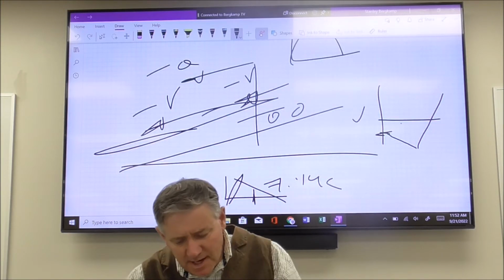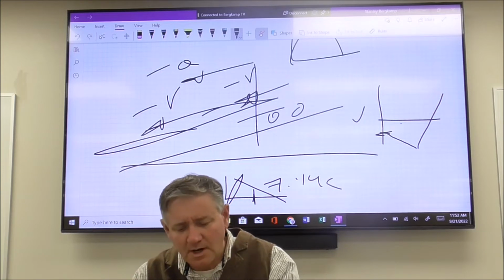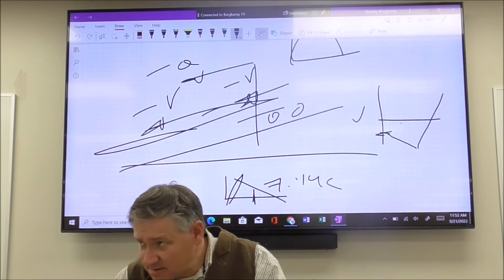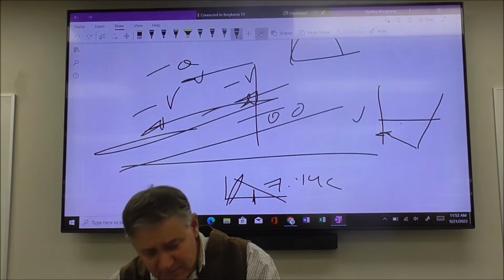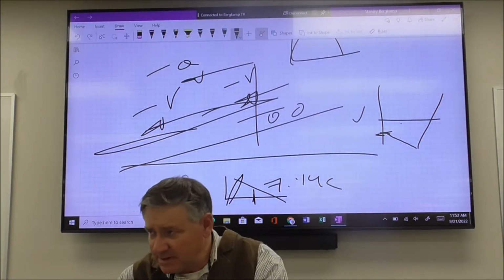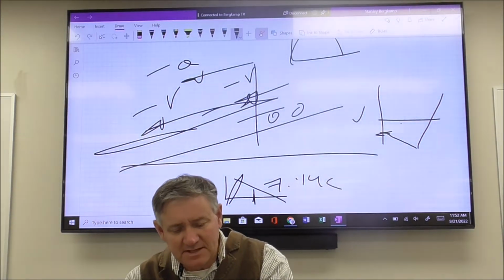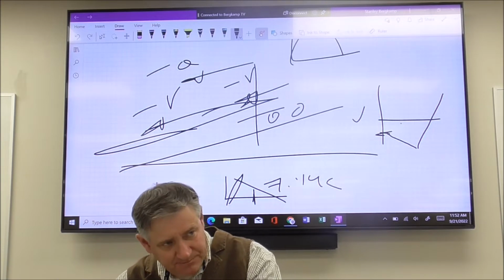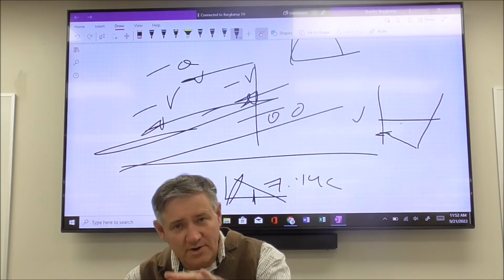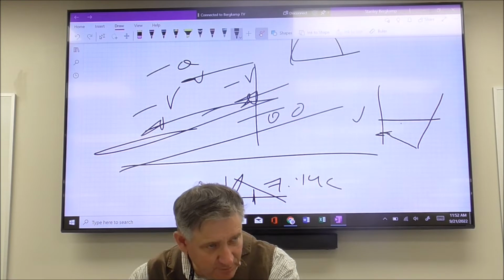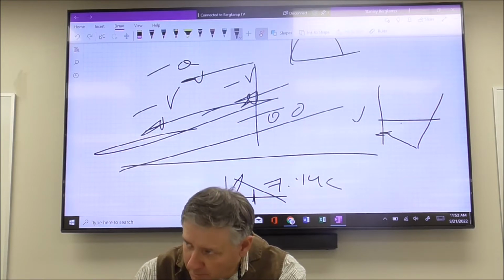Now, the third law sounds simple, but it's the one that's most confused. Newton's third law basically says, there's different versions of it, but it basically says that for every action, there is a reaction. Or for every force, there is an equal and opposite force. Or forces are coupled.